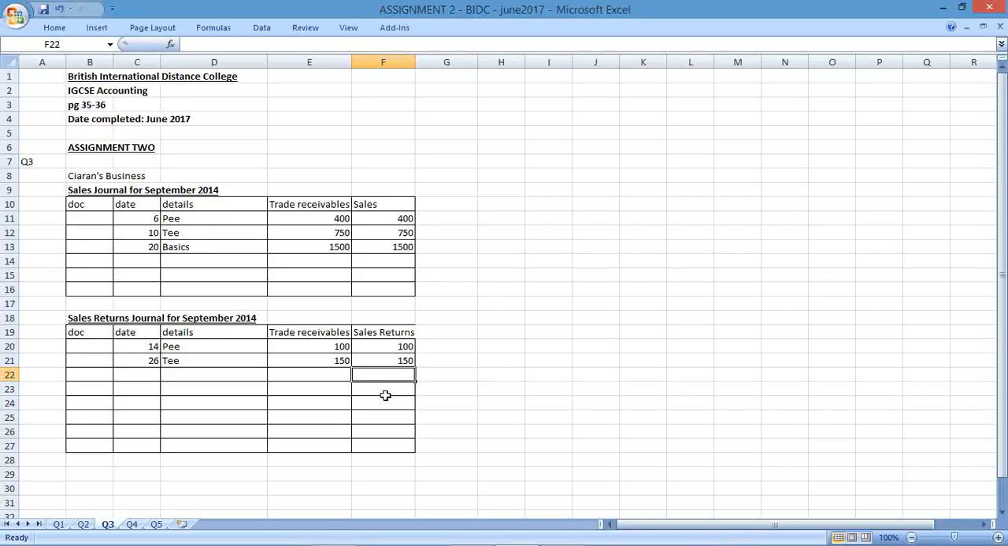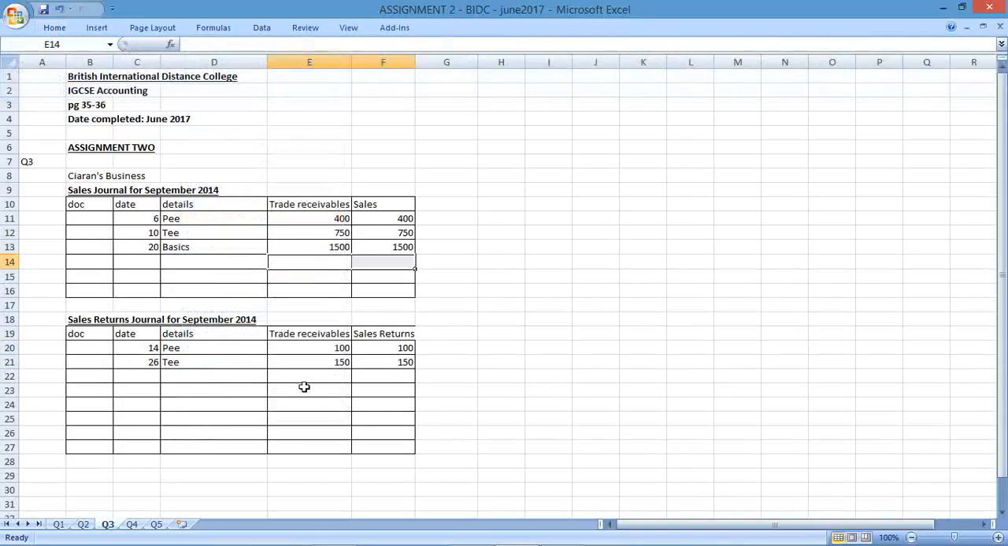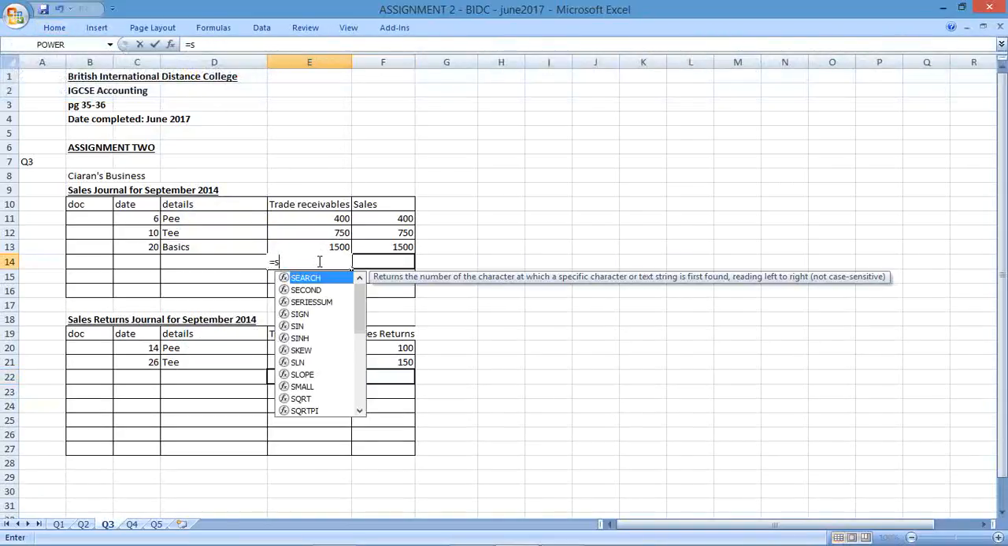So we've entered the transactions in the sales journal and sales returns. Those are the transactions. Brilliant. Then we just need to total up. So that's straightforward. Draw totals here. And let's sum up.